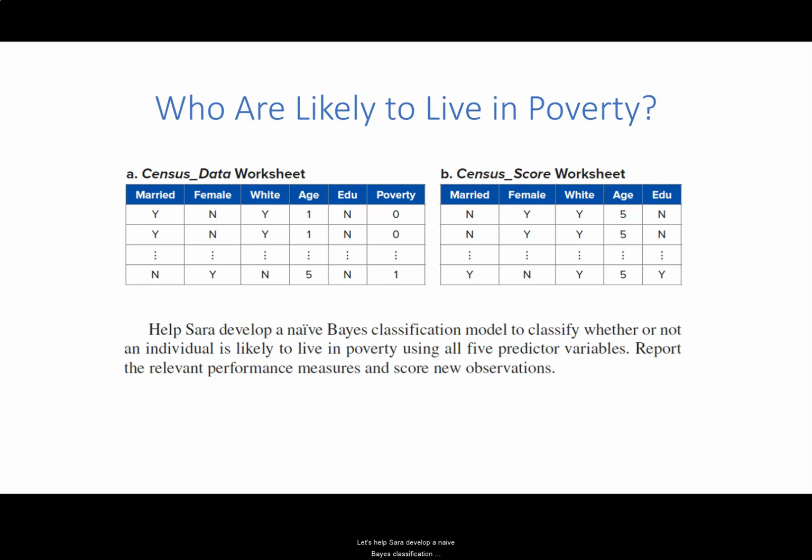Let's help Sarah develop a naive Bayes classification model to classify whether or not an individual is likely to earn below poverty level income using the predictors: whether the person is married, sex, whether the person is white, age, and whether the person has a college education. The target variable is poverty, which has the value of 1 if the person lives in poverty and 0 otherwise. In addition, please help Sarah score the individuals in the score dataset using the naive Bayes model.